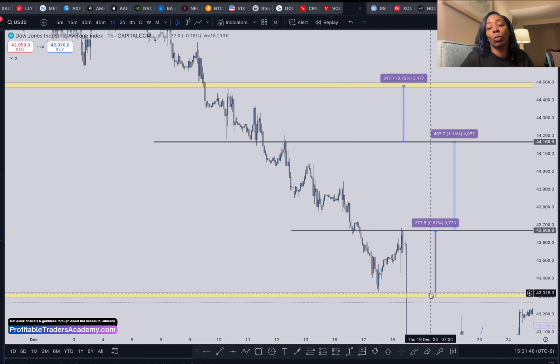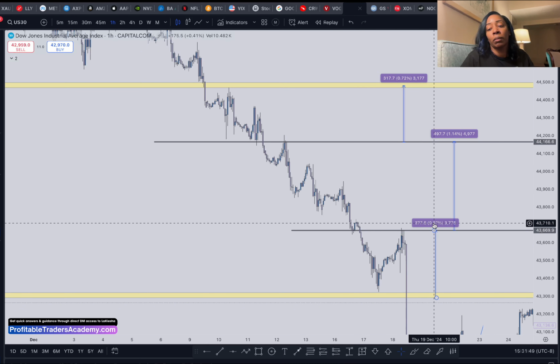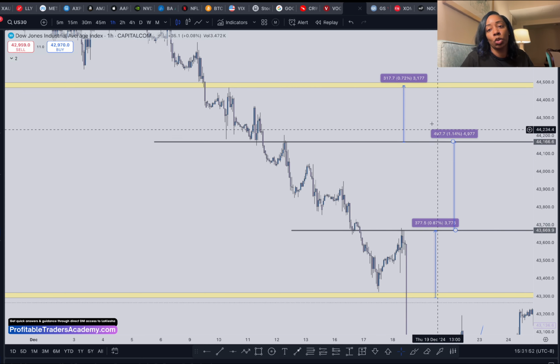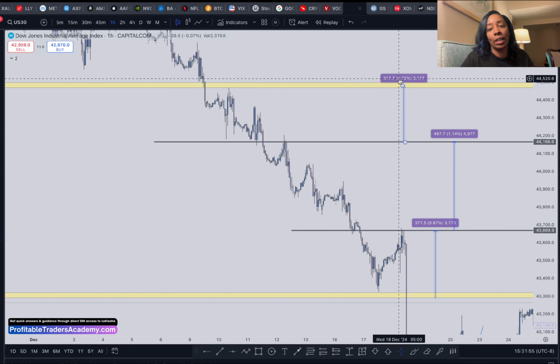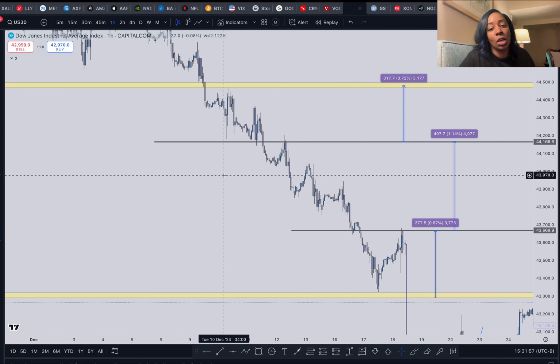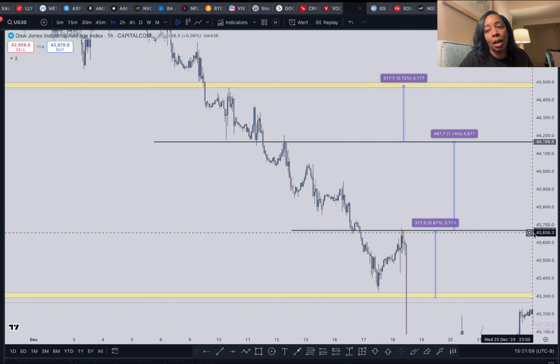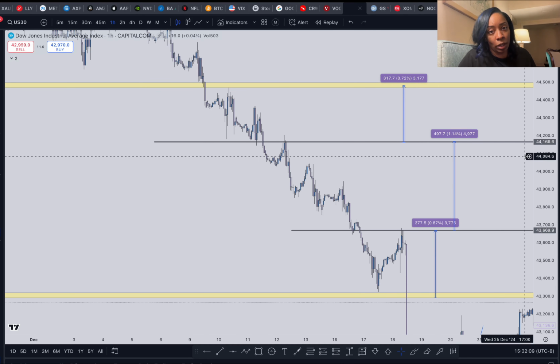Now I have a range starting from this bottom here of about 377 points. This is almost 500 points, and then this range right here is 317 points. So the levels you can see possibly on the side: this is at 43,669.9, and the second level that I drew is at 44,166.6, just so you can understand what I'm looking at inside of the market.